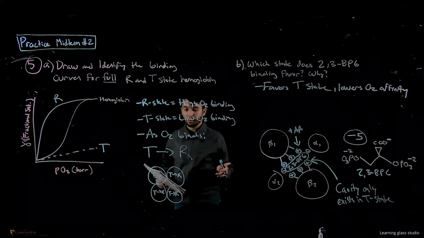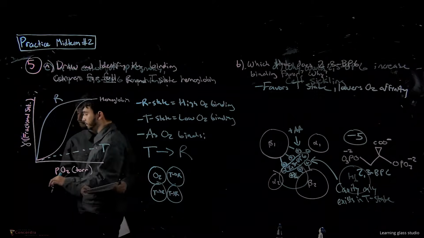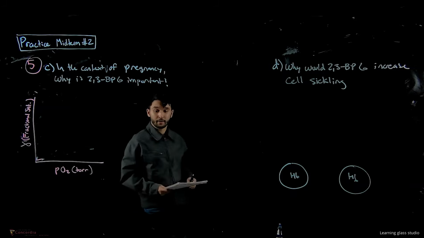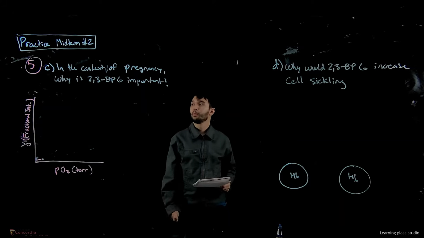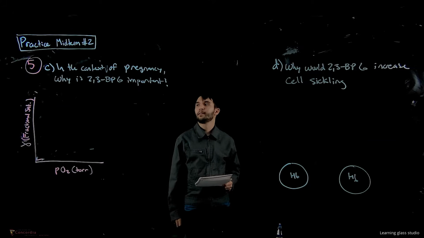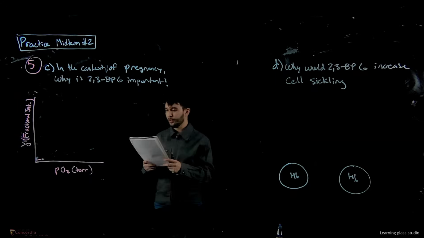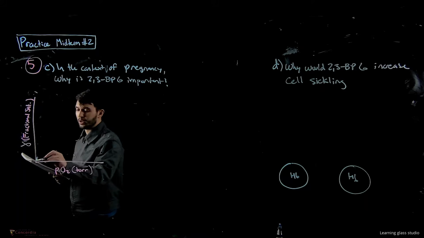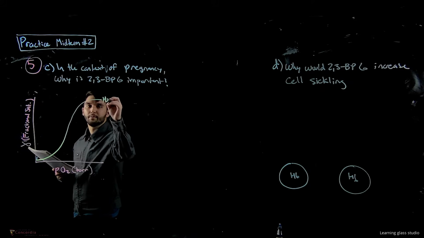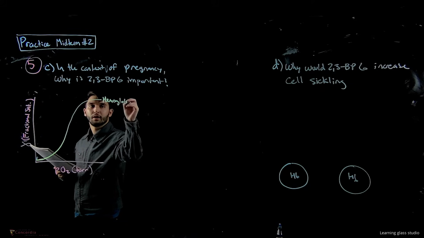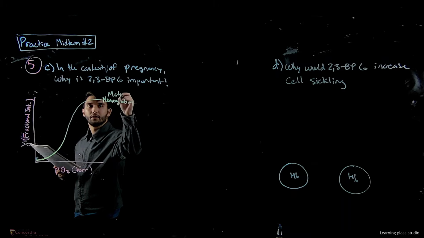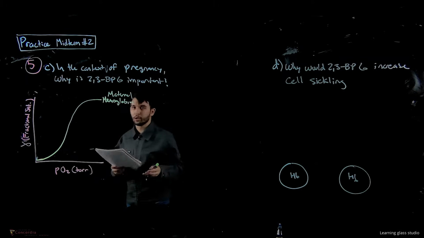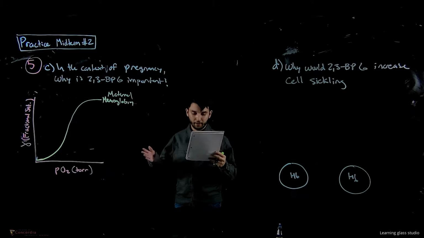All right, so next up, parts C and D. Now on to the next part of question 5, part C. In the context of pregnancy, why is 2,3-BPG important? Let's draw up our normal hemoglobin curve again. This is hemoglobin, and this is actually maternal. Maternal hemoglobin is just normal hemoglobin that the mother has.